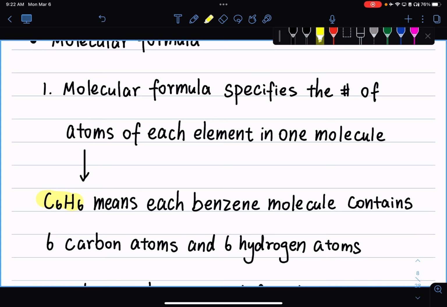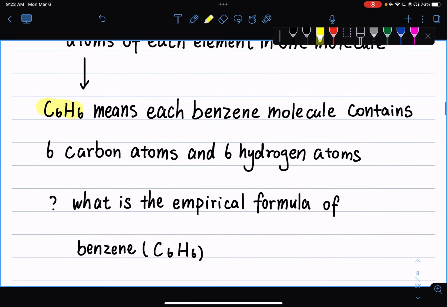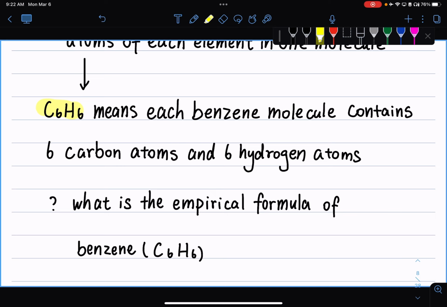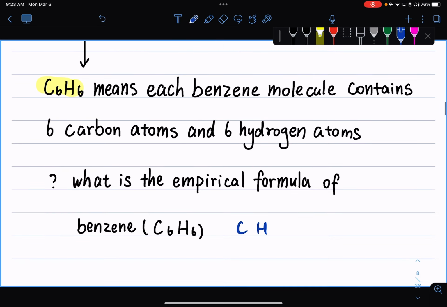So what's the difference between the molecular formula and empirical formula? Just a quick question here. What's the empirical formula of benzene, if you think about it? Yes, so just CH, right? So the carbon and hydrogen is in 1-to-1 ratio. So that's the difference between molecular formula and empirical formula. Empirical formula tells you about the ratio of different elements in that molecule, whereas molecular formula tells you the actual number of atoms in your molecule.